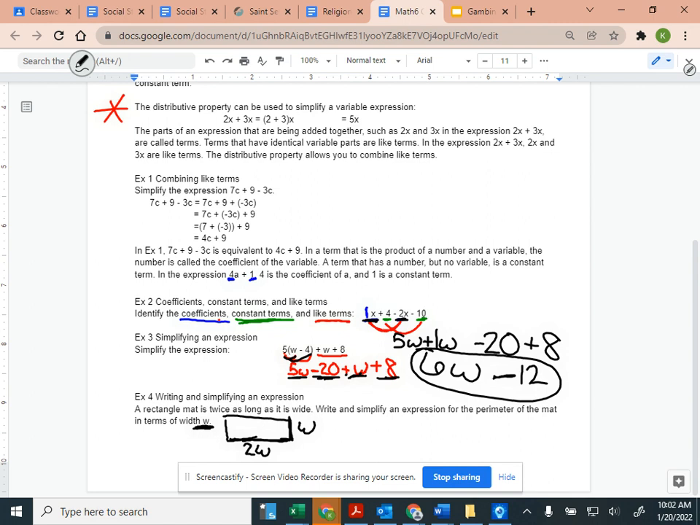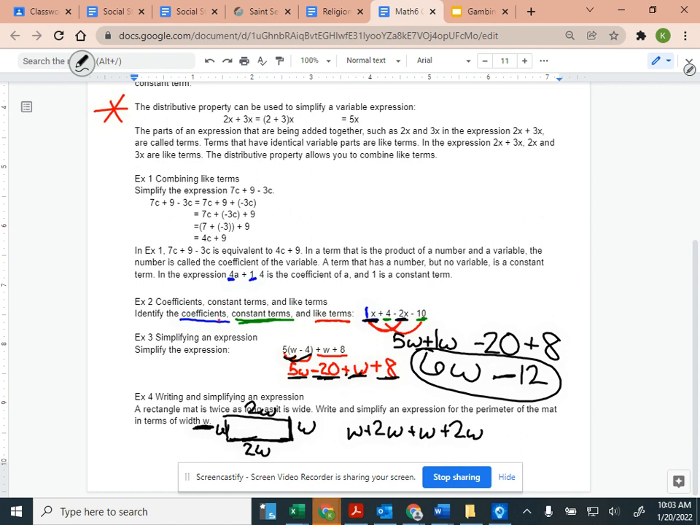Now we want to find the perimeter. How do we find the perimeter? Anthony? Add all the sides. So I need to fill in all of my sides. So I have 2W and a W. And I need to add them all up for the perimeter. So we have W plus 2W plus W plus 2W.